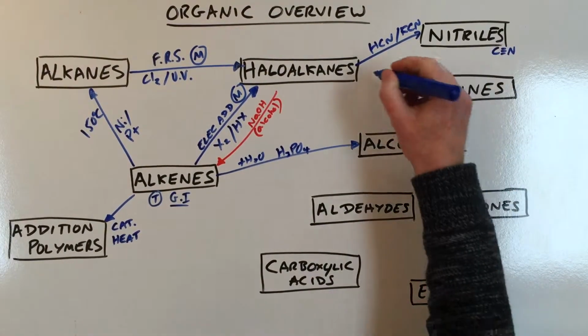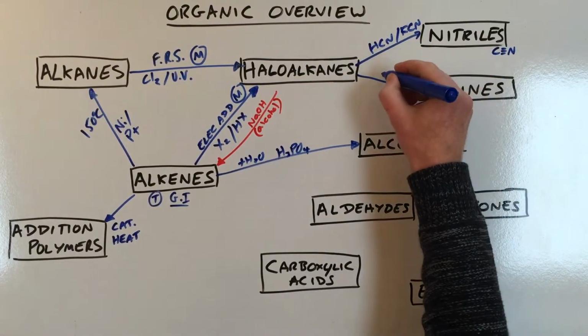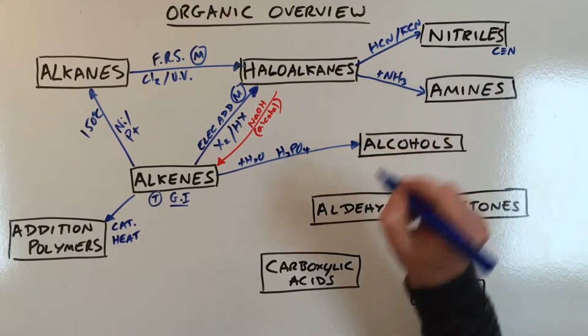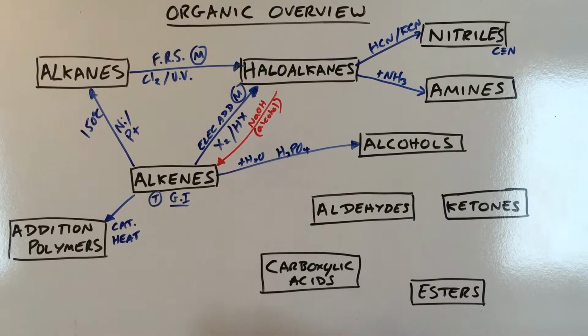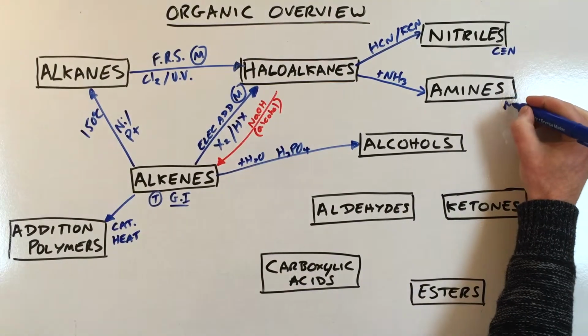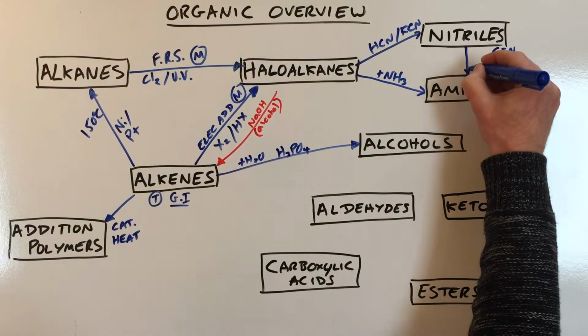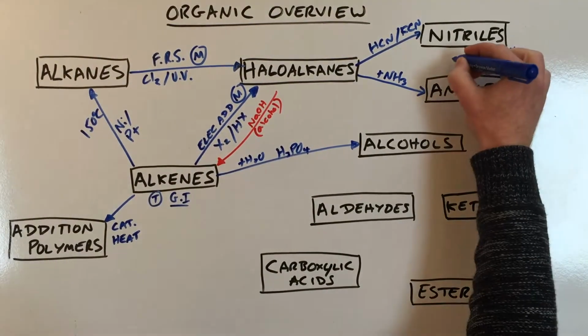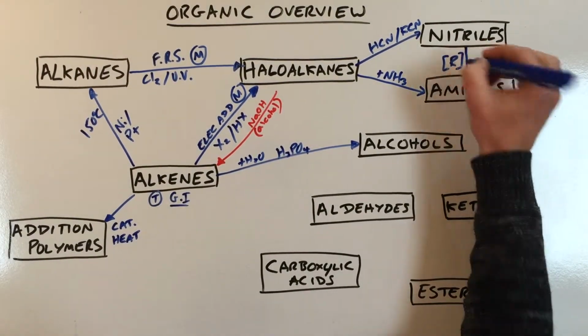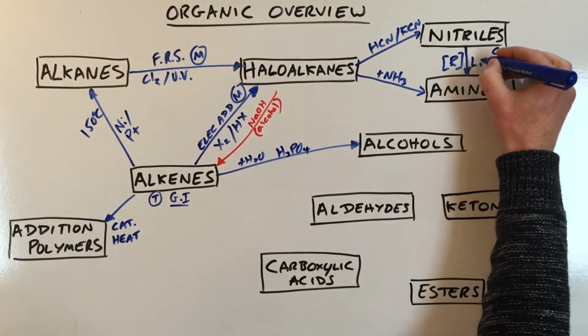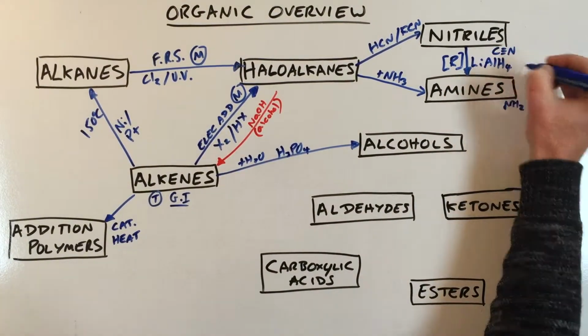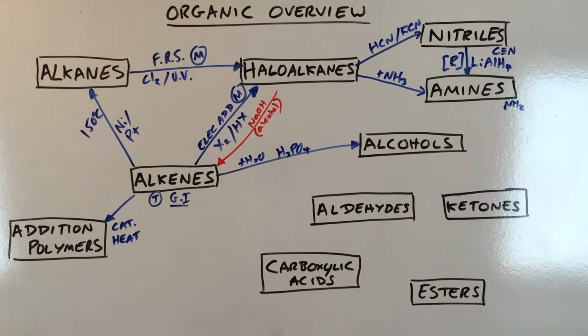Our amines, we can actually convert a haloalkane to an amine by the addition of ammonia, okay? And that will again substitute that halogen for that group, and you'll end up with an NH2 group as an amine, okay? One last little thing here, you can get from nitriles to amines, okay, and that's reduction. Okay, so where you see oxidation and reduction, I'm just going to put it like that. And our reducing agent is LiAlH4, lithium aluminium hydride. So that's going to reduce the nitrile to the amine.